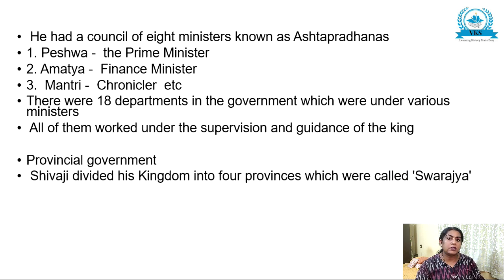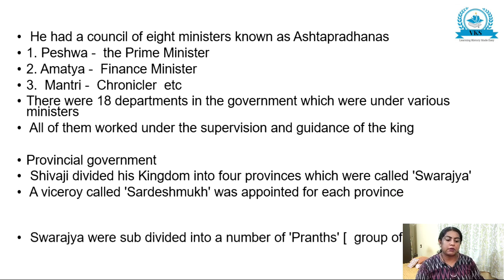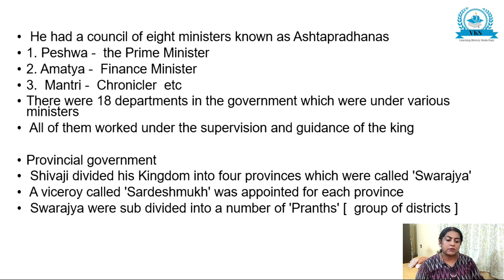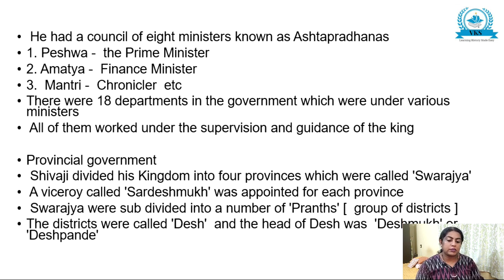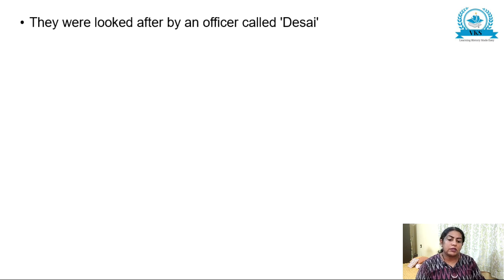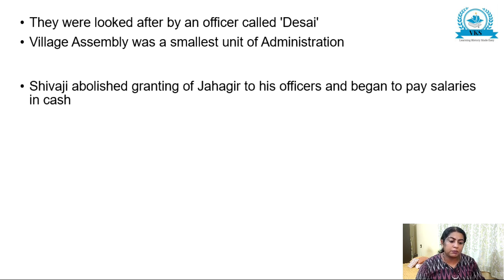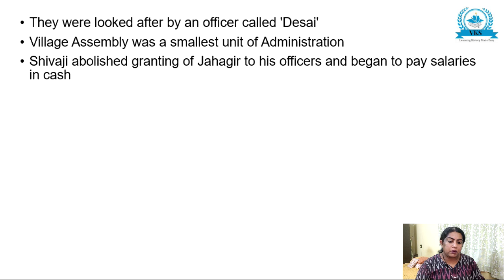Provincial administration. Shivaji divided his kingdom into 4 provinces which were called Swarajya. A viceroy was appointed for each province. Swarajya was subdivided into a number of prants and the districts were called Desh, and the head of Desh was Deshmukh or Deshpande. The districts were again subdivided into Parganas. They were looked after by an officer called Desai. Village assembly was the smallest unit of administration, and Shivaji abolished granting of Jahagir to his officers and began to pay salaries in cash.